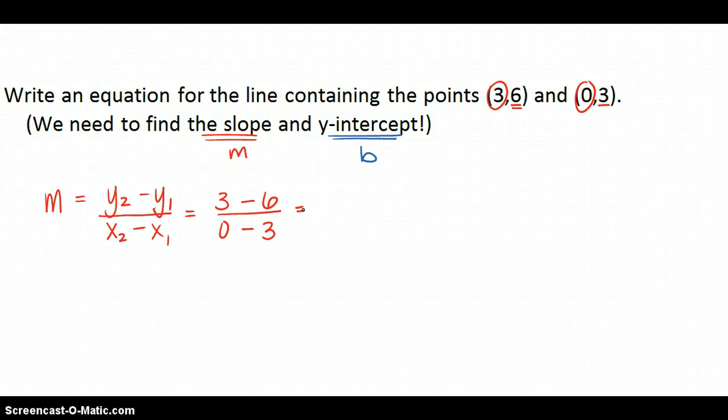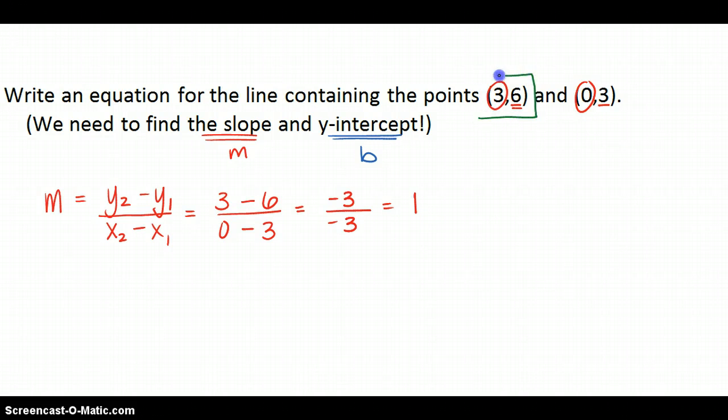We can simplify this to get our slope. So 3 minus 6 gives me a -3 in the numerator. 0 minus 3 gives me a -3 in the denominator. And if we simplify that, we find that our slope is just equal to 1. Once we have our slope, we can pick a point.